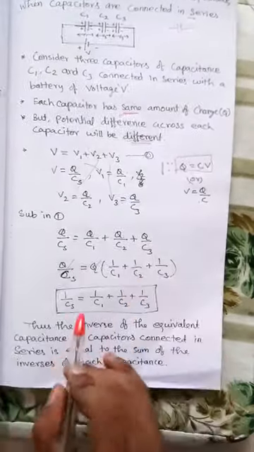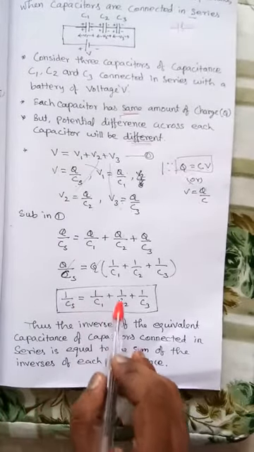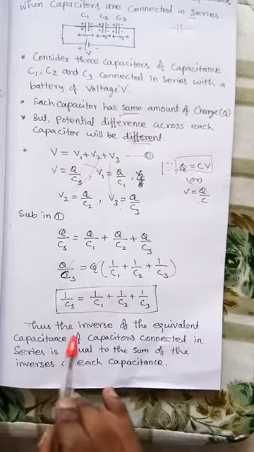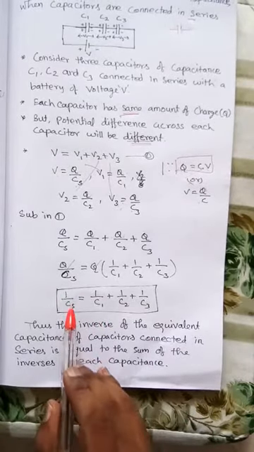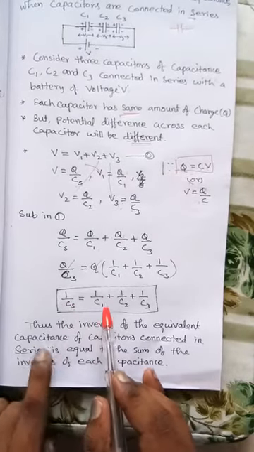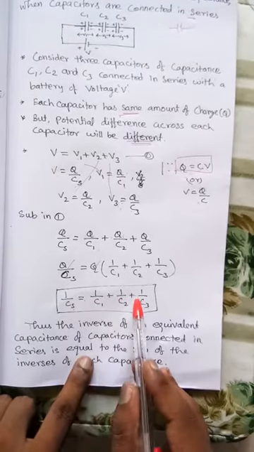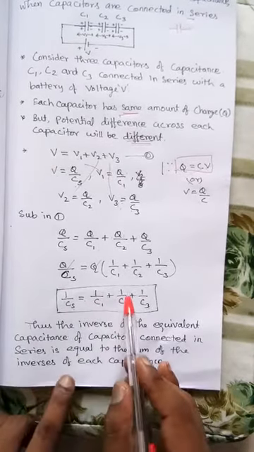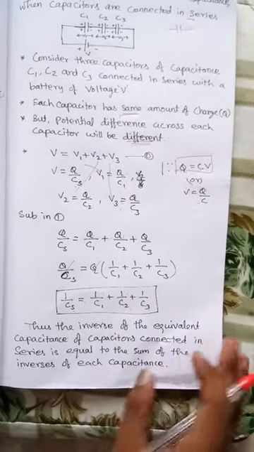What is the total capacitance? So 1 by Cs is equal to 1 by C1 plus 1 by C2 plus 1 by C3. That means the inverse of the equivalent capacitance. Equivalent means total. The inverse of the equivalent capacitance of capacitors connected in series is equal to the sum of the inverses of each capacitance. This is an important 3-mark question.